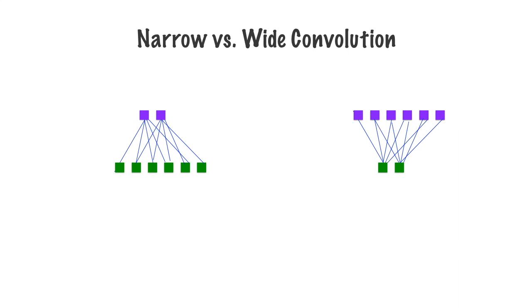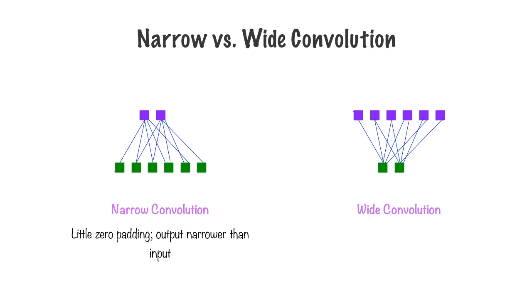What you see on the left is called narrow convolution. This is because the output layer is narrower or smaller than the input. There is no zero padding to the input. Whatever cells are present in the input, those are the only cells that we consider when we slide our kernel function over the layer. What you see on the right is wide convolution.